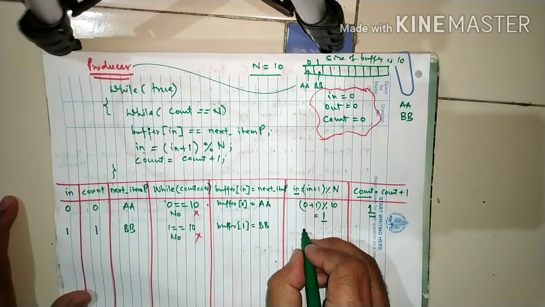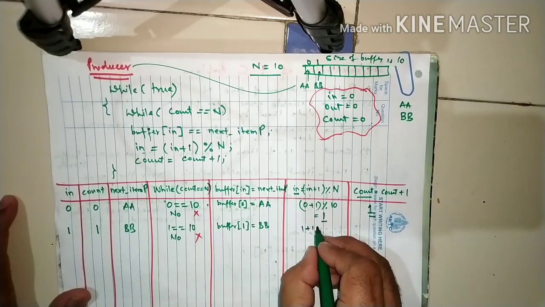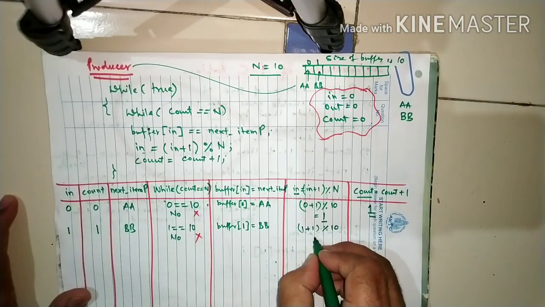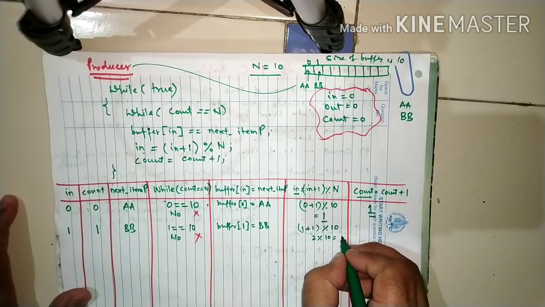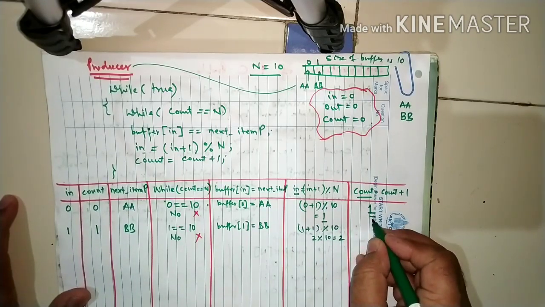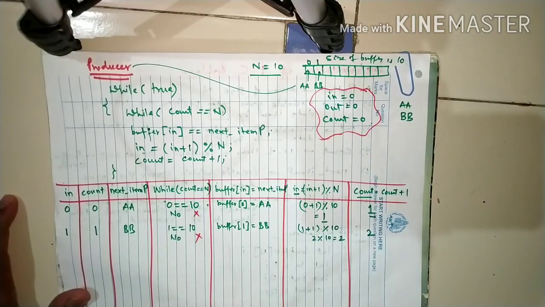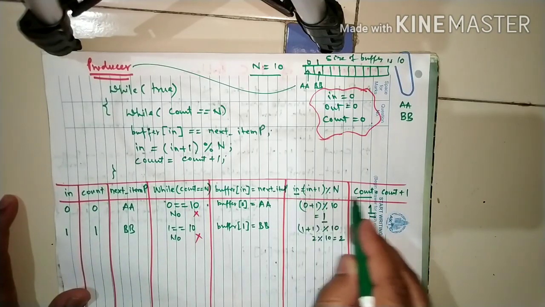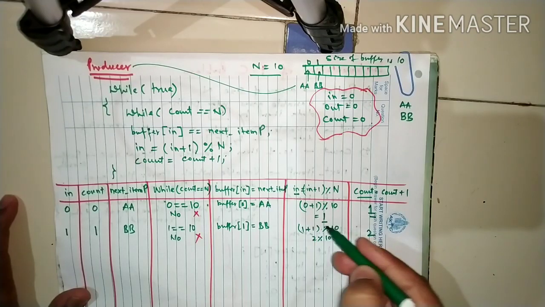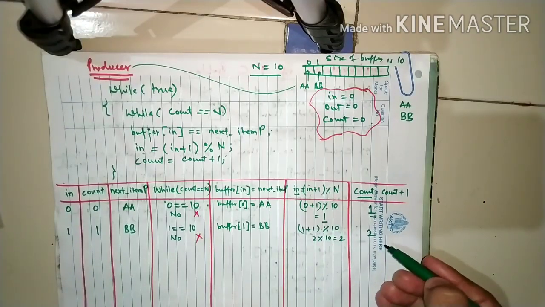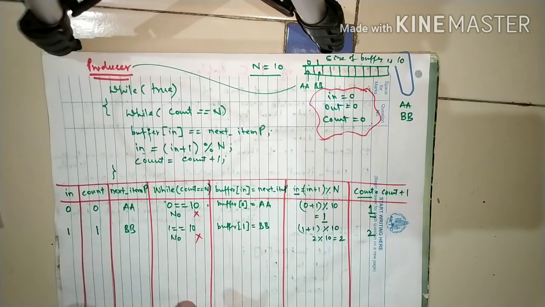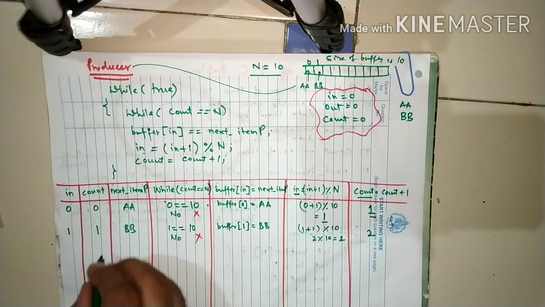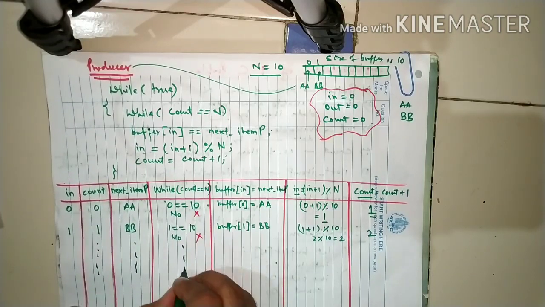Okay, now moving ahead, the value of in is 1, so 1 plus 1 mod 10, that is 2 mod 10, becomes 2. So the value of in becomes 2, and the count, 1 plus 1, becomes 2. So the value of in and count is 2 and 2. It has changed from 1 and 1 to 2 and 2. Keeping this in mind, the things will go on and the values will increase.